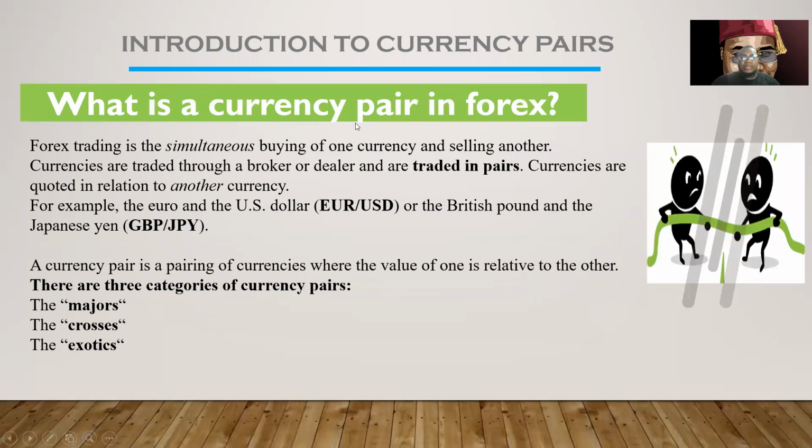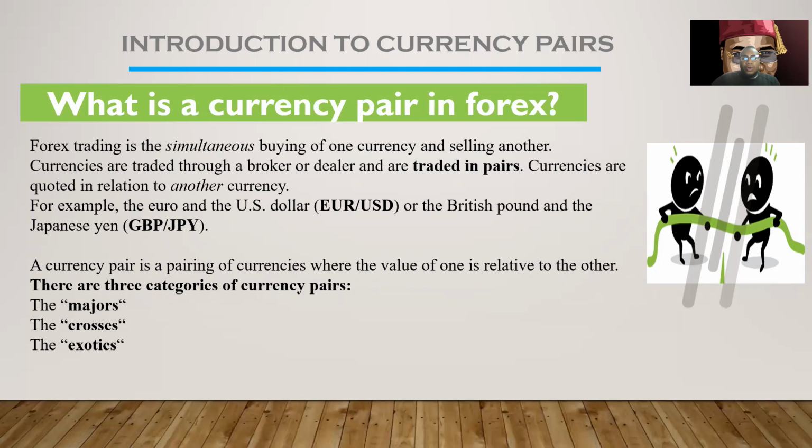So what is a currency pair? Forex trading, like we said, is the simultaneous buying of one currency and selling another. So currencies are traded through a broker or a dealer. Understand? For you to actually have access to trade these pairs, you need to go through a broker who has the license to operate on the OTC. Okay, the license to operate on the OTC.